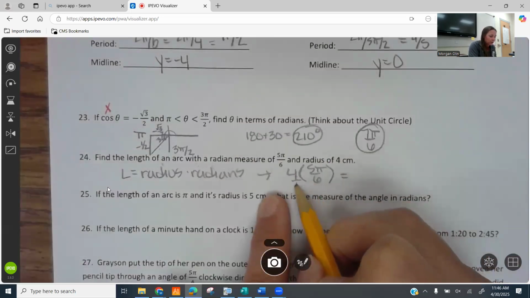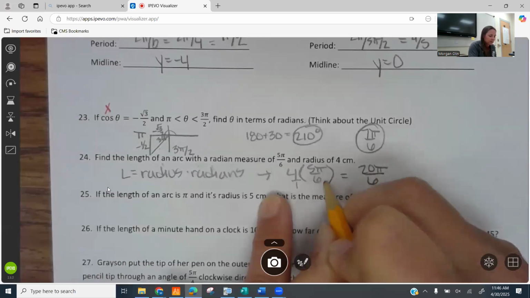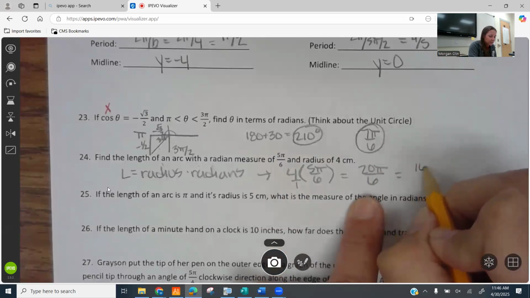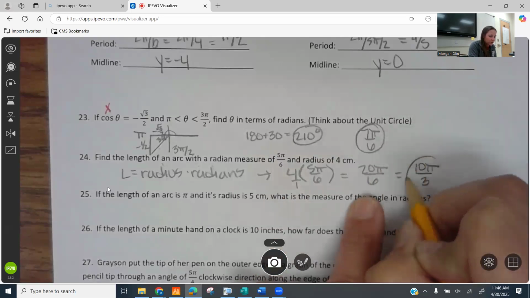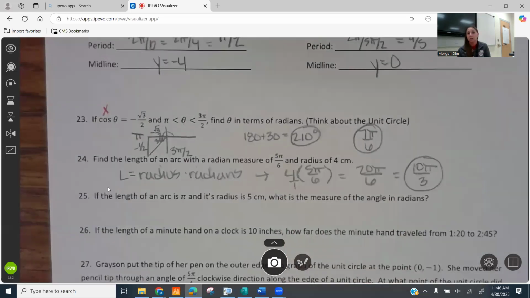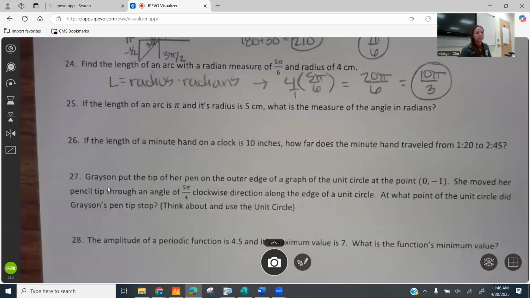Here, this is like 4 over 1. 4 times 5 is 20, and then you have 1 times 6, 6. And then a 2 comes out of each one of these. So that's going to be 10 pi over 3. So that's the length. Now, you can throw this in and get a decimal. It all depends on what it's asking for, especially if it's a multiple choice, or a short answer, and it'll be explicit.